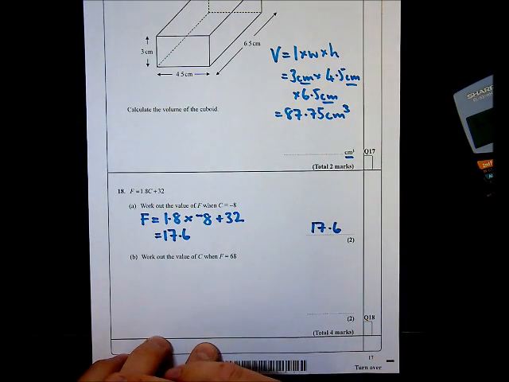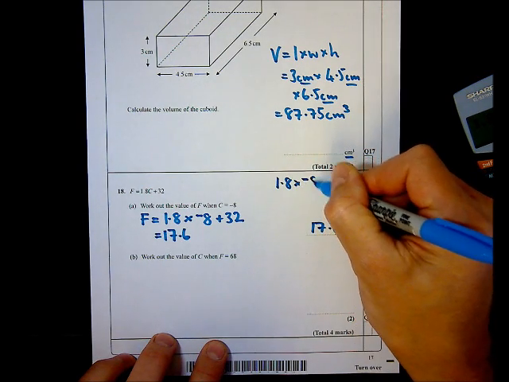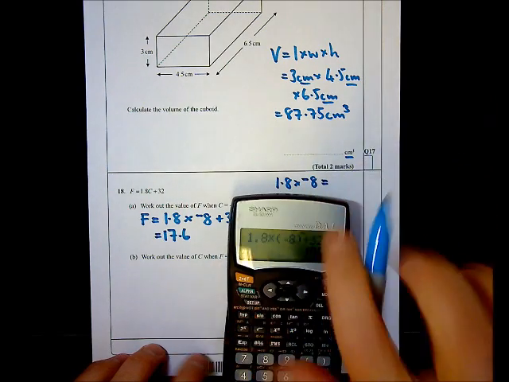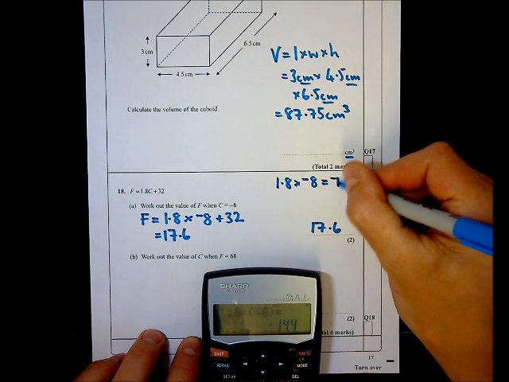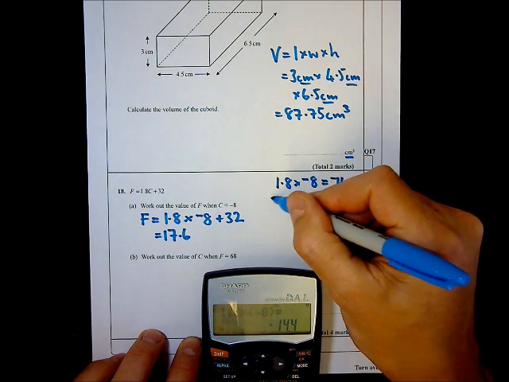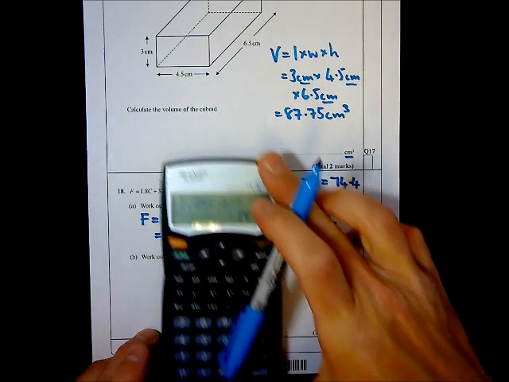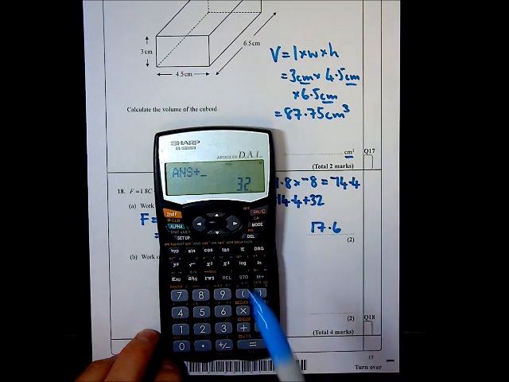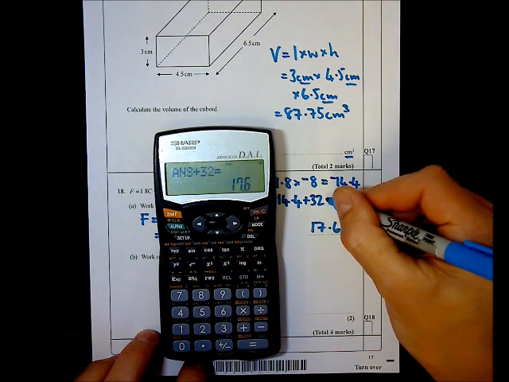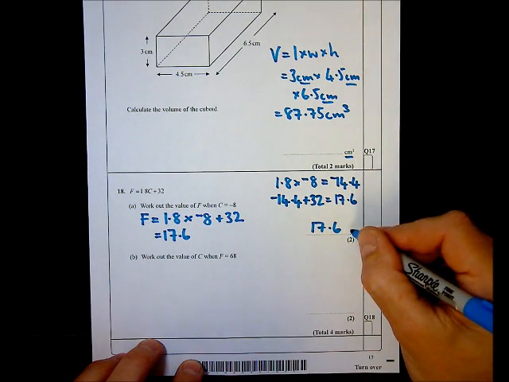Now you can of course do this sum in two stages and do 1.8 times by -8 to get -14.4, and then take that and add on 32. And if you just press add 32 on your calculator, it retains the answer from before, and it will still give you 17.6. Either way, same answer.